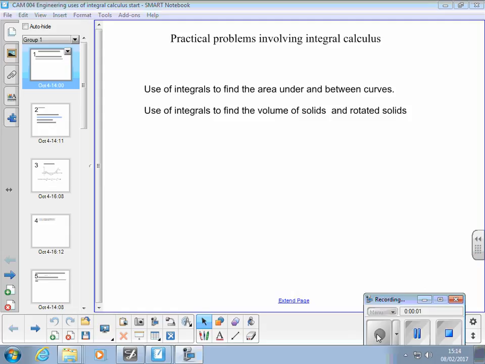Practical problems involving integral calculus. What we're going to have to do is look at some problems in a line of use of integrals to find the area under and between curves or between functions, and use of integrals to find the volume of solids and rotated solids.